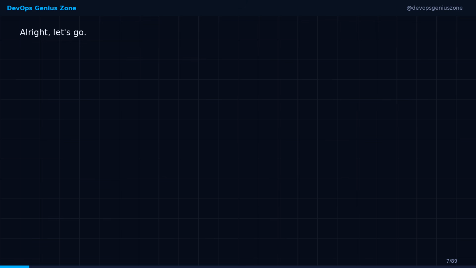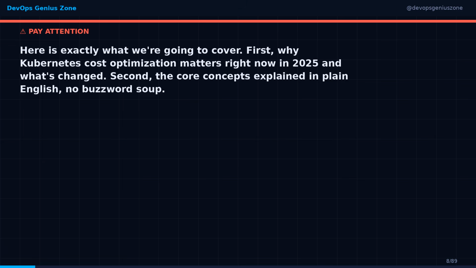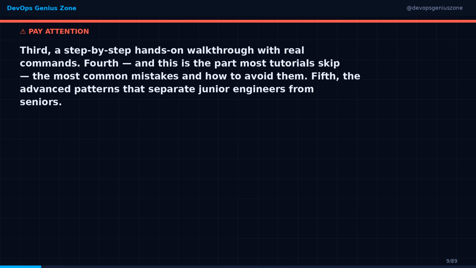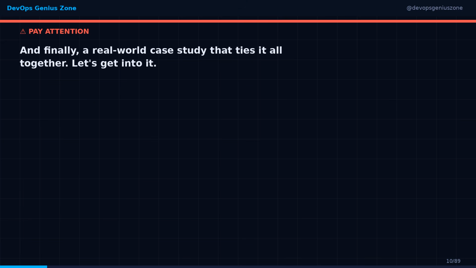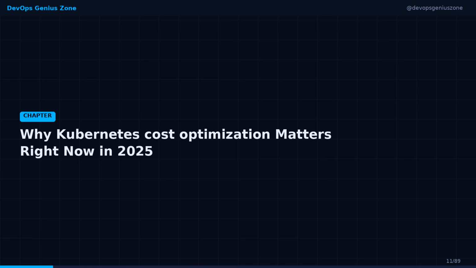Alright, let's go. Here is exactly what we're going to cover. First, why Kubernetes cost optimization matters right now in 2025 and what's changed. Second, the core concepts explained in plain English, no buzzword soup. Third, a step-by-step hands-on walkthrough with real commands. Fourth, and this is the part most tutorials skip, the most common mistakes and how to avoid them. Fifth, the advanced patterns that separate junior engineers from seniors. And finally, a real-world case study that ties it all together.